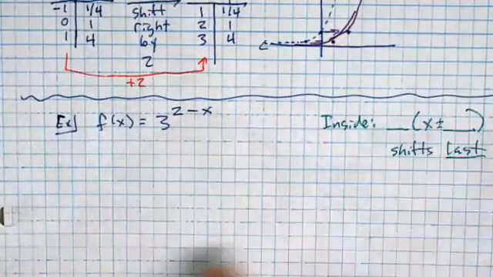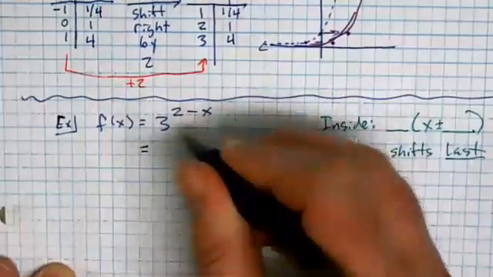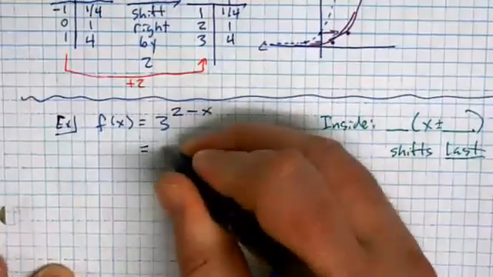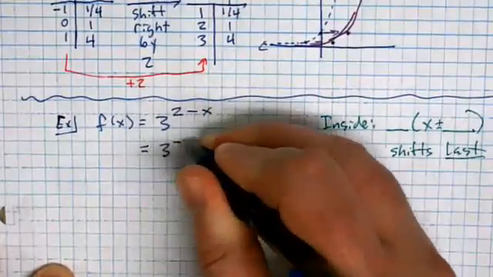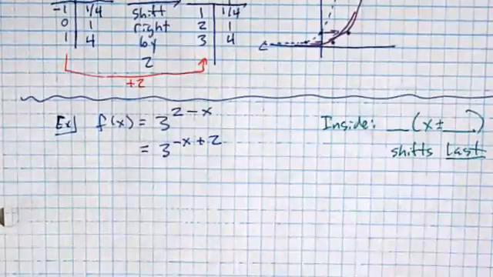So I'm going to play around with this function a little bit before I start graphing it. 3 to the 2 minus x is the same as 3 to the negative x plus 2. That would be my first move right there. But you see how that's still not quite in the right format?